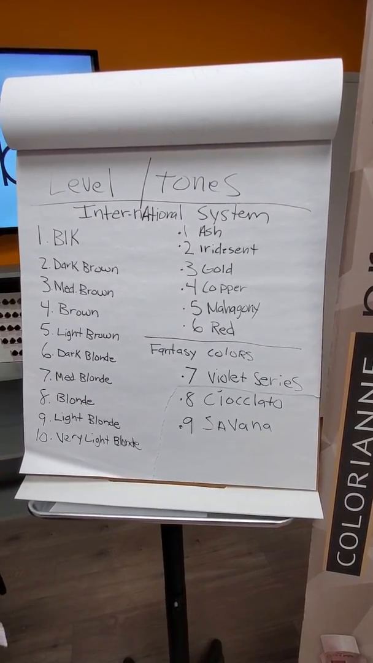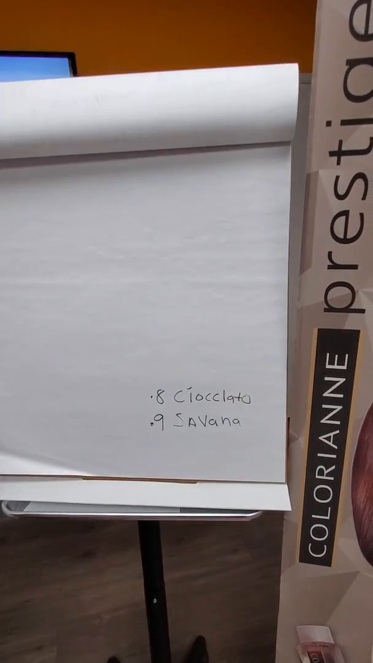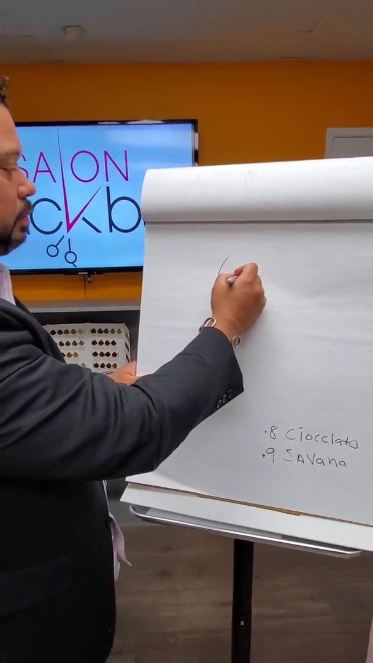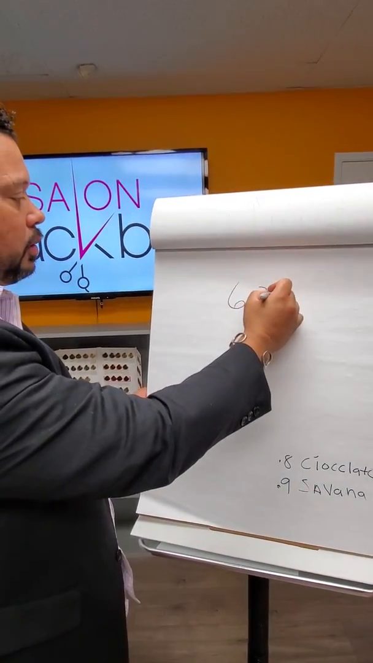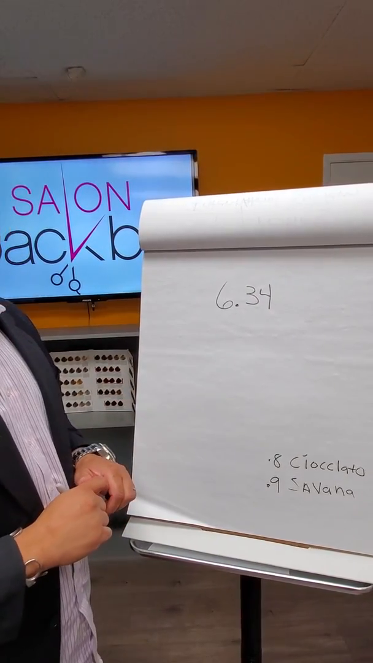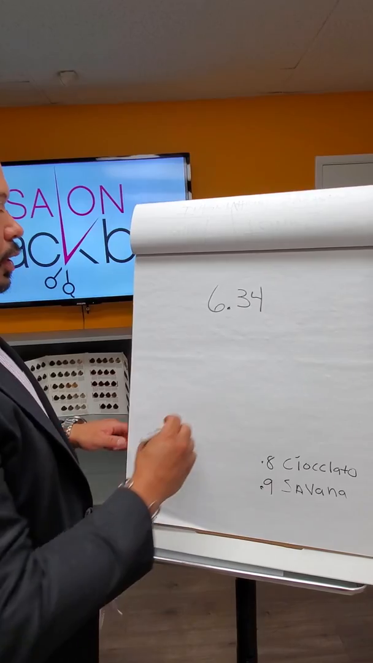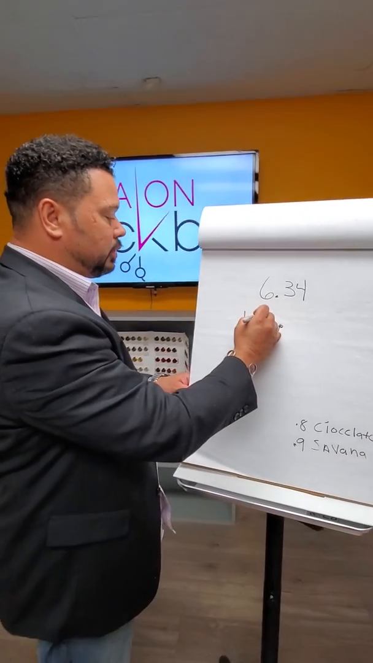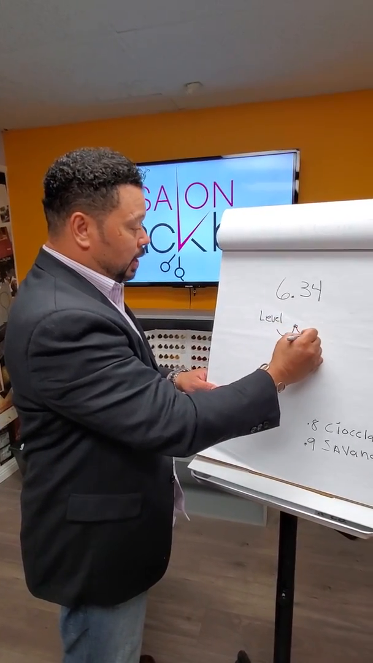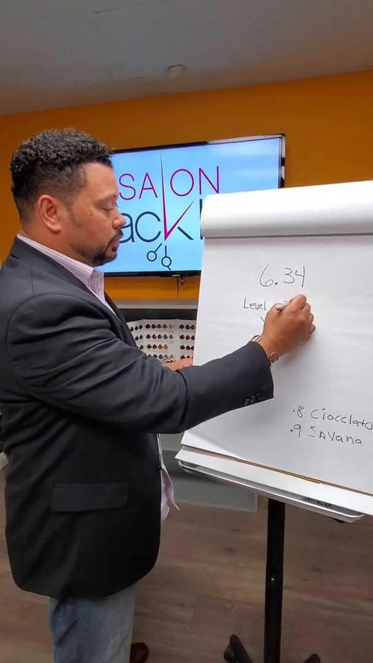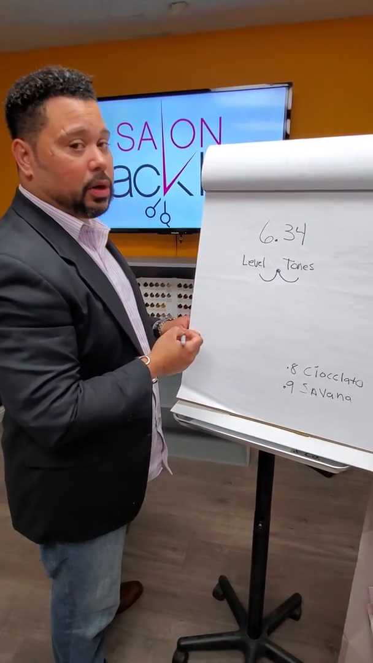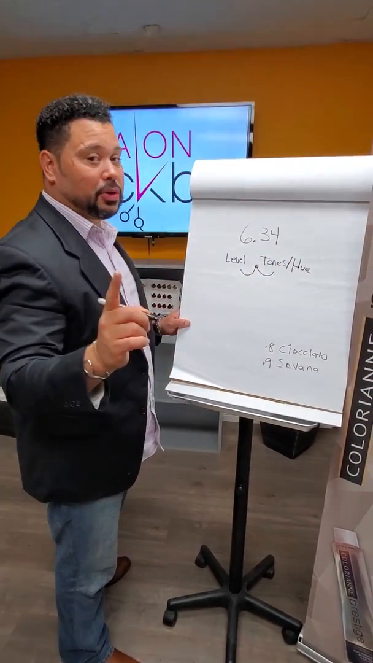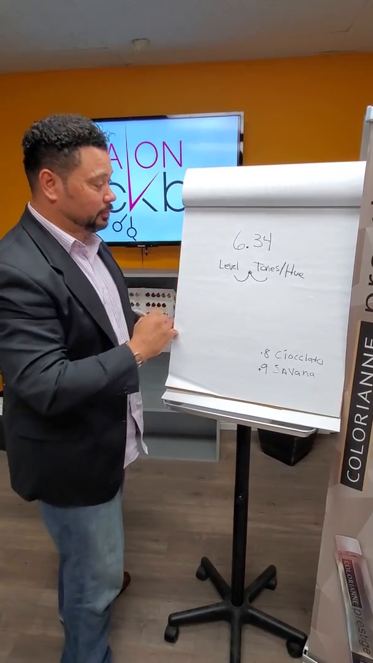So let's see what you learned. If I have a color that is 6.34, what color is it? Anything to the left of the decimal will be your levels. Anything to the right of the decimal will be your tones. Another word for a tone is hue. Be sure to remember, there might be a test after.